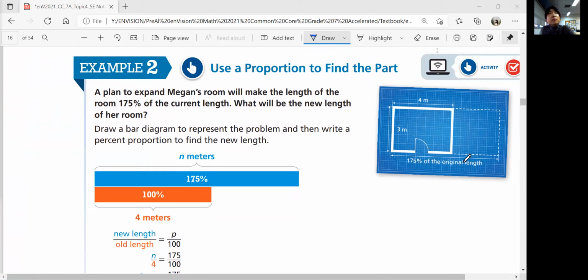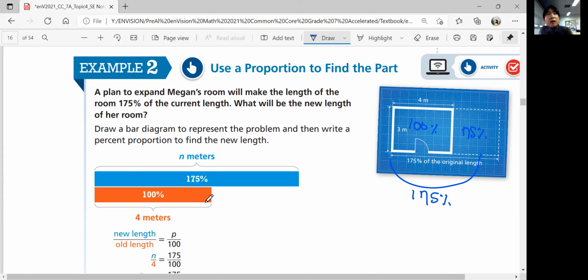A plan to expand Megan's room will make the length of the room 175% of the current length. So the current length would be considered 100%. What will be the new length of her room? So this plan is going to add this dotted part to her room. This bold part is her room right now, which is represented as 100%. And she's going to add 75% of the room to get a total of 175% of the original length. So this is 100%, that's 75%, and in total, everything is going to be 175% of the original one.